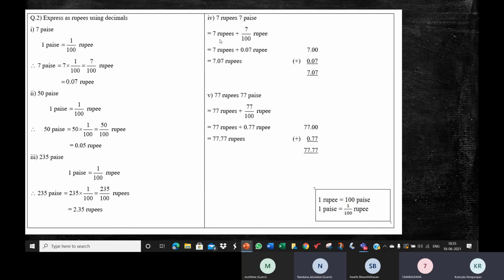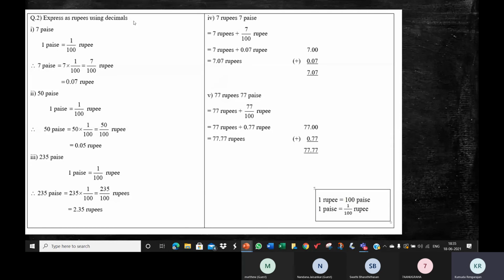All right. 7 rupees and 7 paise. What is the question? 7 rupees, 7 paise. See the question. Everything is in the question. Some instruction should be given and we'll follow the instruction. Express as rupees. So go back to the question. In the question, there are rupees and paise, so they want us to write only in rupees.